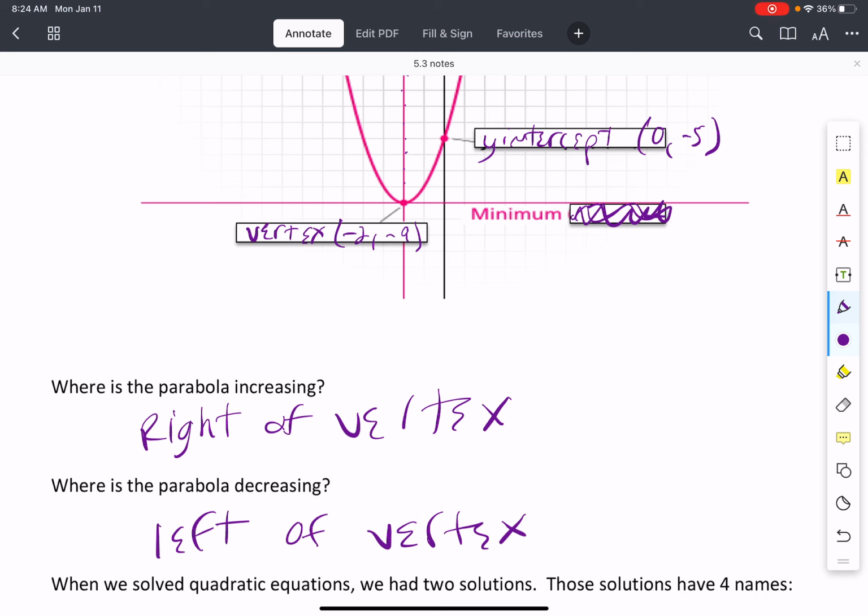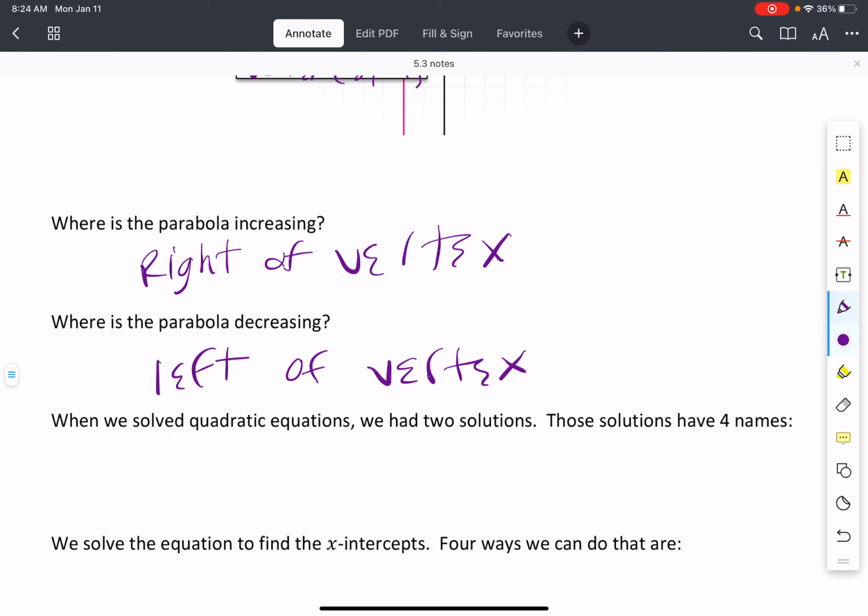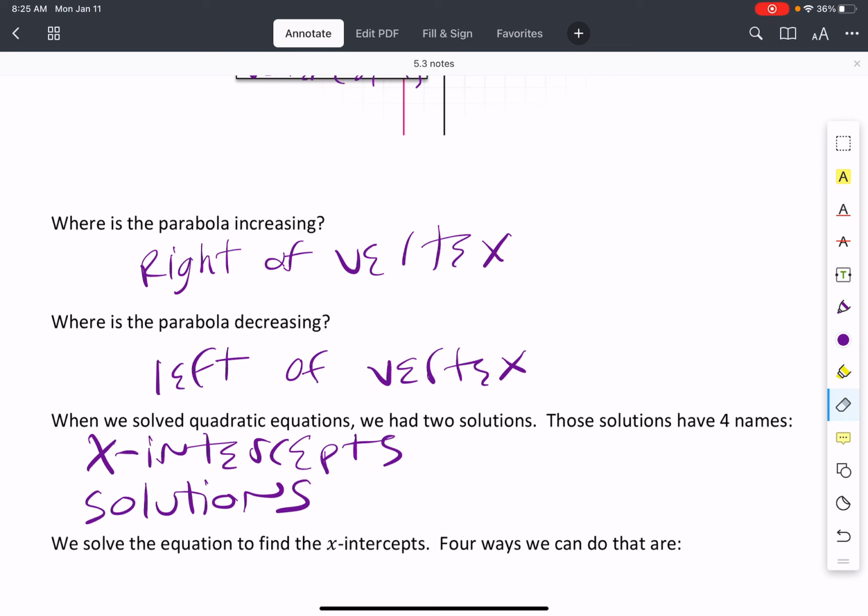The x-intercepts, okay? The x-intercepts are my solutions. Hey, do you guys remember when we talked a lot about how because it's an x squared, it always has 2 solutions? And then it always has 2 x-intercepts? Right?